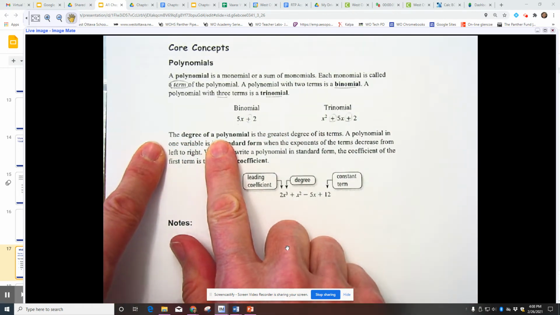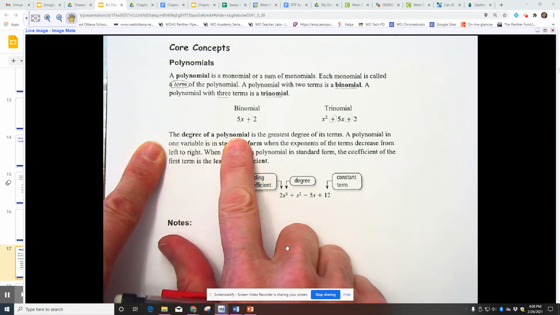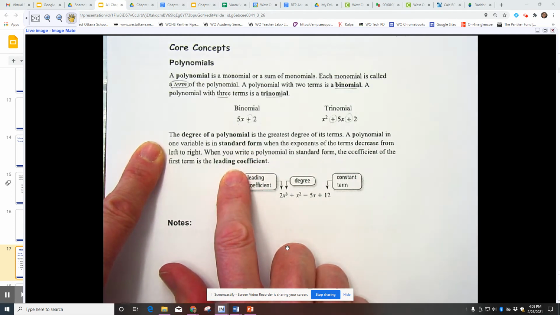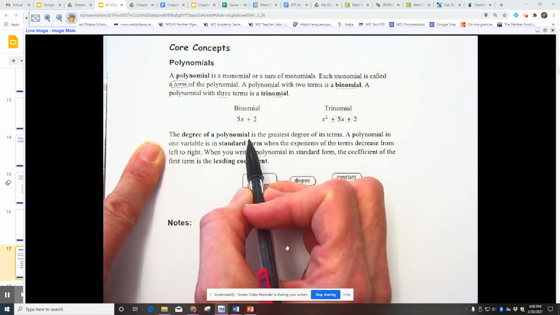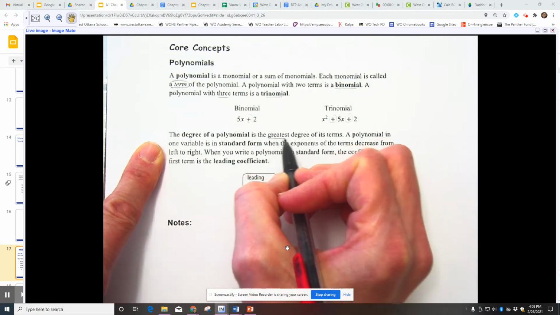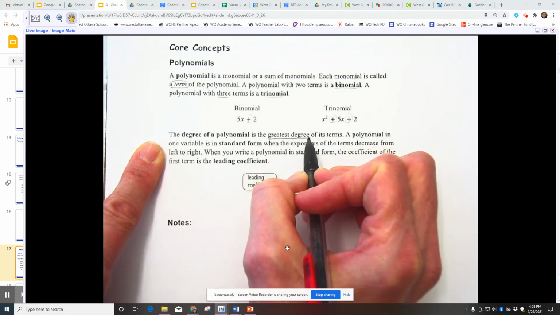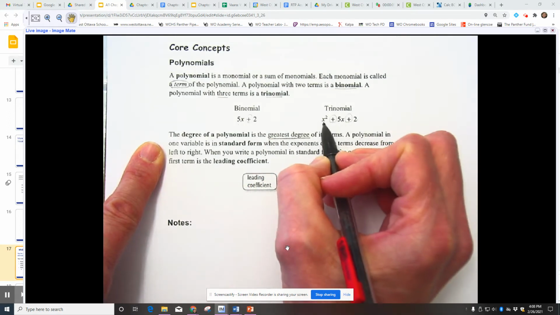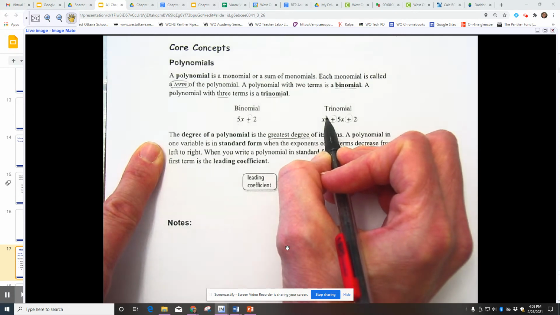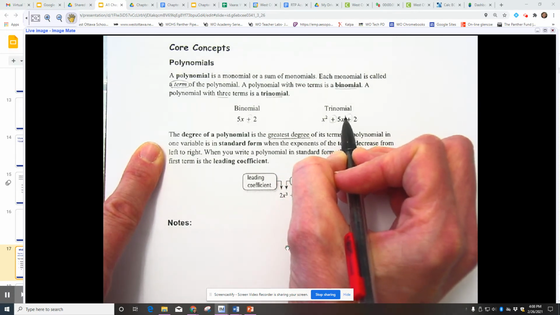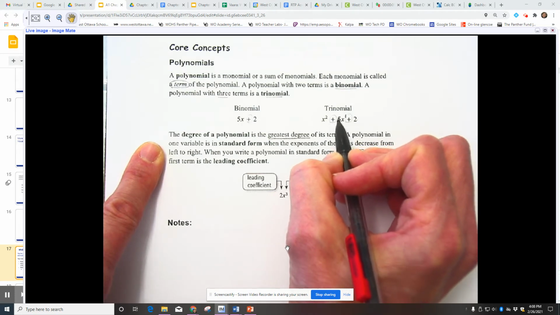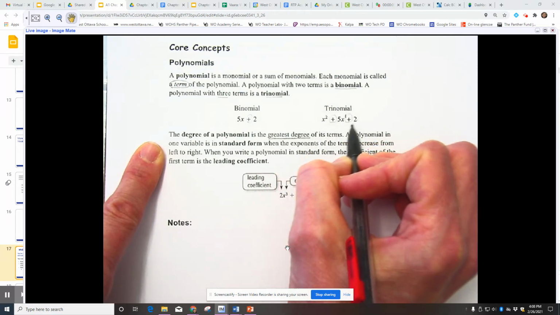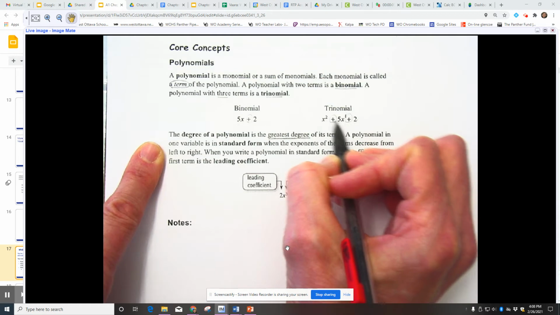Okay, so now we want to think about the degree of a polynomial and writing it in standard form and finding the leading coefficient. So the degree of a polynomial is the greatest degree of its terms. So we're going to look at all the terms, and we're going to find the greatest degree. Well, this term has a degree 2 because the exponent is 2. This term has a degree 1 because the exponent is 1. So the greatest is this one. So the degree of this entire trinomial would be 2.